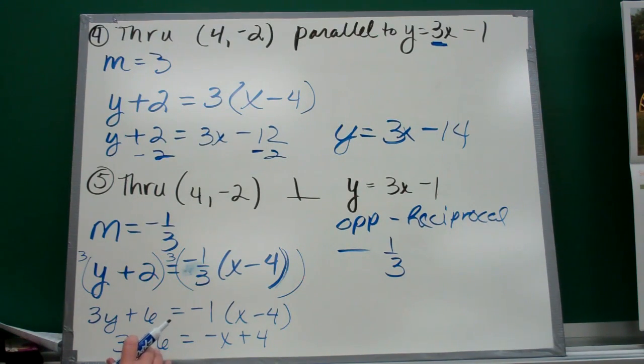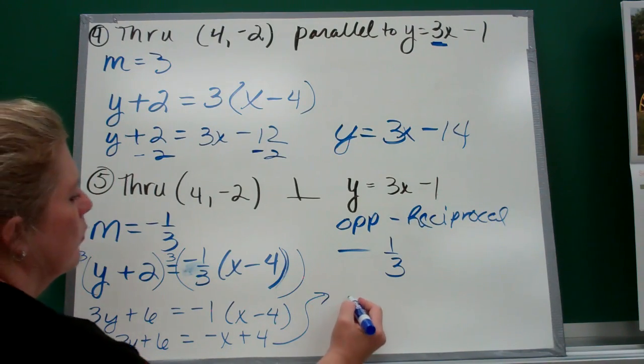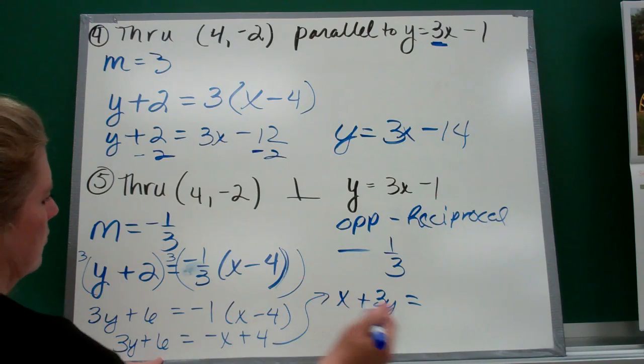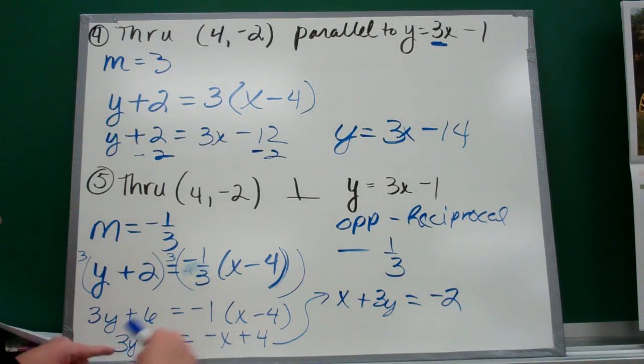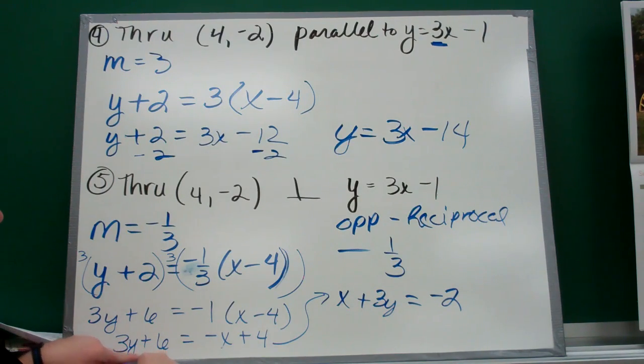Move things around a bit. Let's do this one in standard form just for fun. Add x, subtract 6. I'm running out of space, obviously. We're going to have x plus 3y equals negative 2. When you add the x, it becomes positive x. The 3y stays. Subtract the 6, we get negative 2.